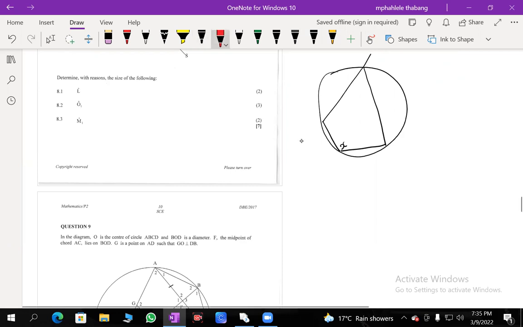Let me say this angle is 60. How much do you think is the value of X, Leborang, in this case? How much will be the value of X, which is angle D? Oh, I forgot to write this one. What do you think it will be?